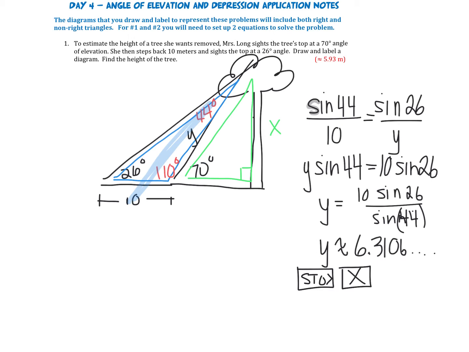Now, in order to differentiate this x from the x in the problem, I'm going to highlight it or make it kind of obnoxiously capital. So I see that this is what x is. I have stored it in. Otherwise, I could just always write 10 sine of 26 over sine of 44 when I'm looking for x.